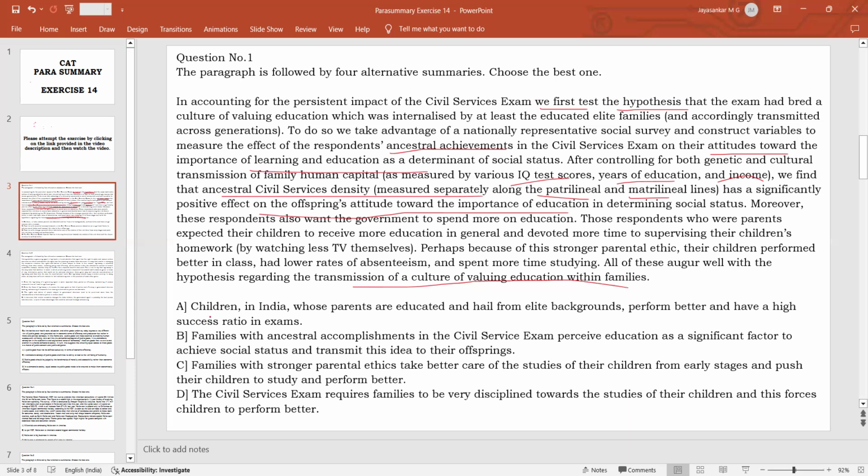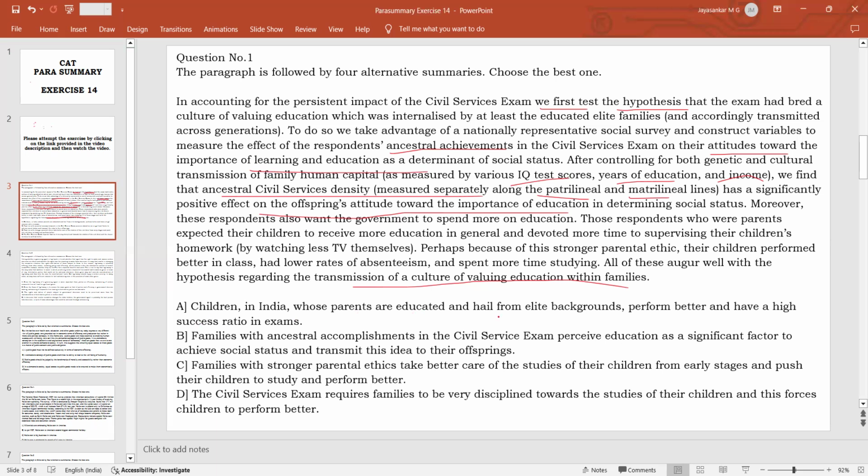First option. But before that, recollect the passage. What is the summary? For the main idea, the summary is regarding whether the civil services exam, or the accomplishments of your forefathers in the civil services exam, has had an impact on the attitude regarding education. And the passage says that yes, the accomplishments of ancestors in the civil services exam make the families realize the importance of education, as a result of which they give more importance to education, not just to themselves, but to their children as well. So once you understand that, the answers become very easy.